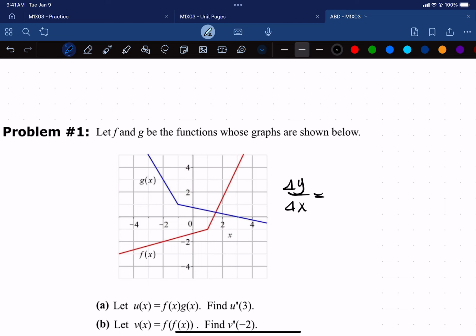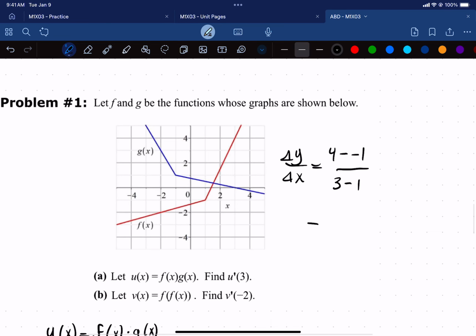So let's take 2 points that are on the actual line. We can see that y2 would be 4 minus this point here, which is -1. Okay, and then our x2 is 3, and x1 starts at 1. So we get 5/2.